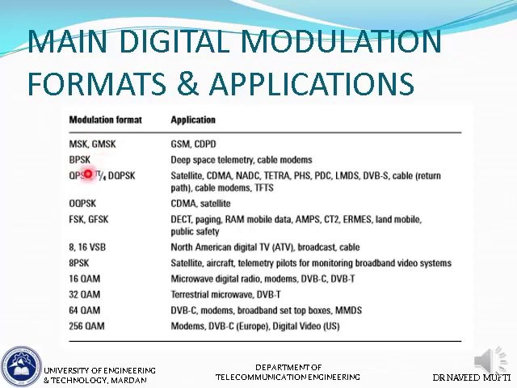Binary phase shift keying, quadrature phase shift keying, pi/4 differential quadrature phase shift keying, offset quadrature phase shift keying, frequency shift keying, Gaussian frequency shift keying, vestigial sideband phase shift keying, quadrature amplitude modulation. ठीक है. तो हर एक का अपना अपना यूज़ है. ये मुख्तलिफ एप्लीकेशंस में, टेलीकम्युनिकेशन में ये डिफरेंट डिजिटल मॉड्यूलेशन फॉर्मेट्स यूज़ हो रहे हैं.